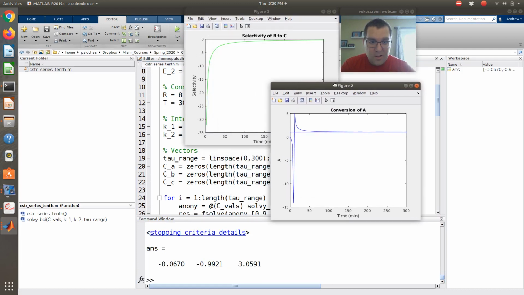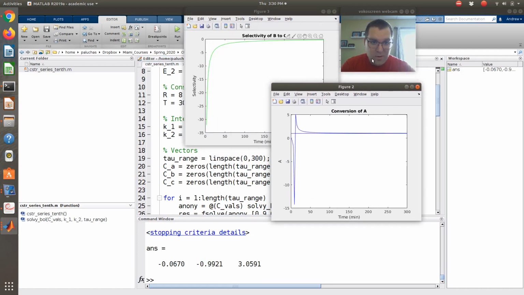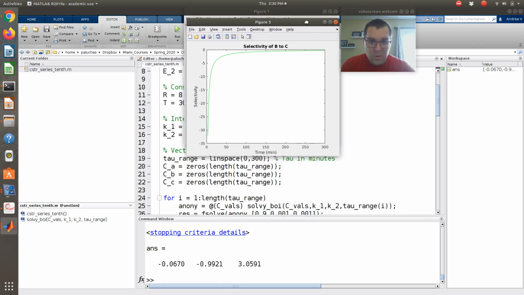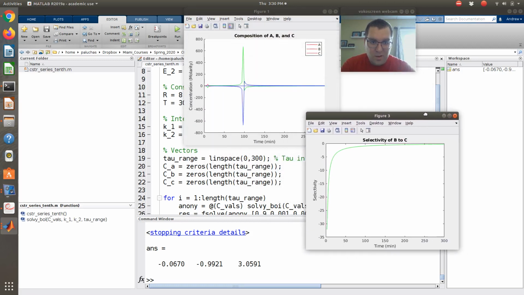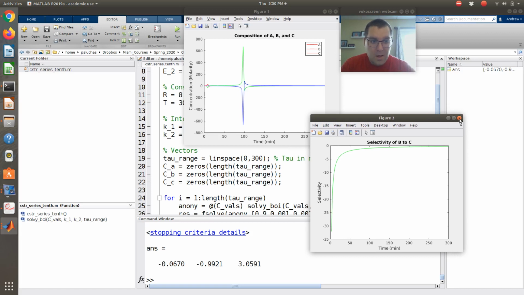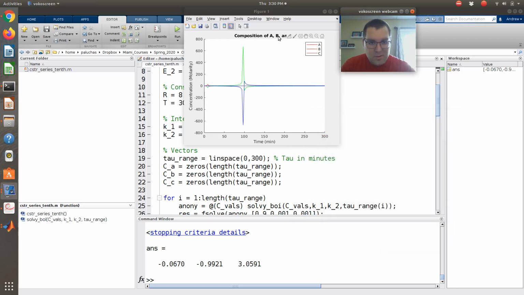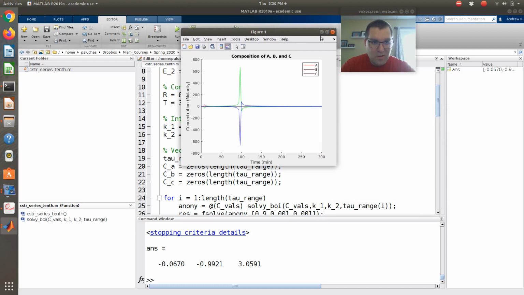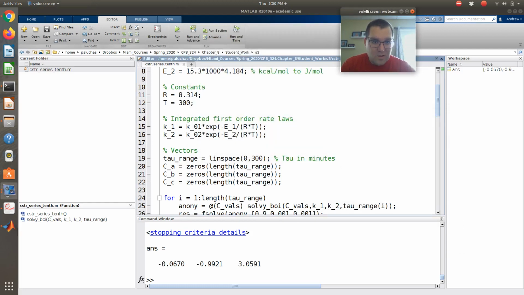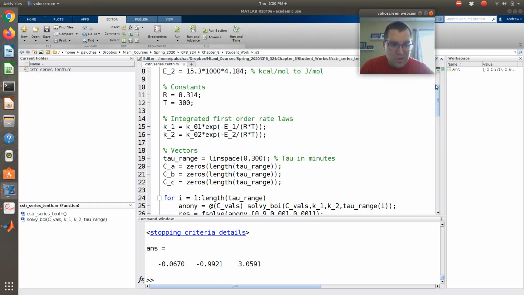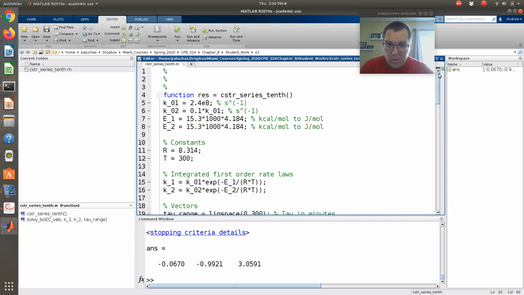Okay, our plots, we'll have to look at figure 2. Okay, we'll have to look at figure 3. Presumably it's selectivity, like he said. But yeah, these compositions don't exactly look right. So that gets that to work. Now we can focus on where do we go wrong.